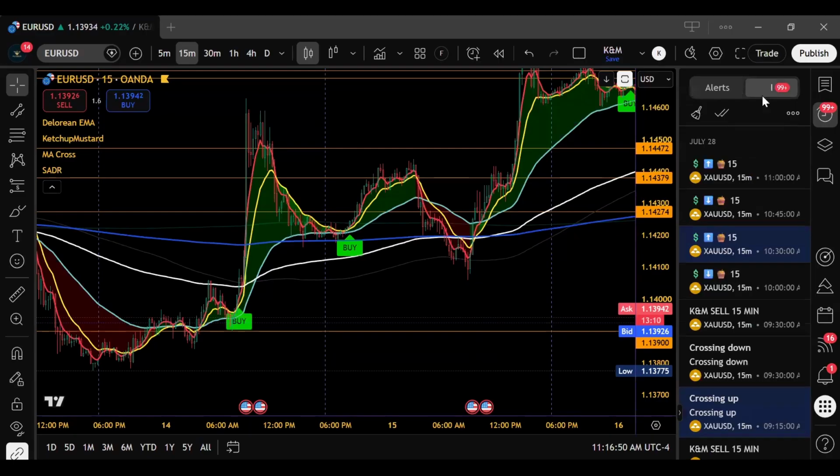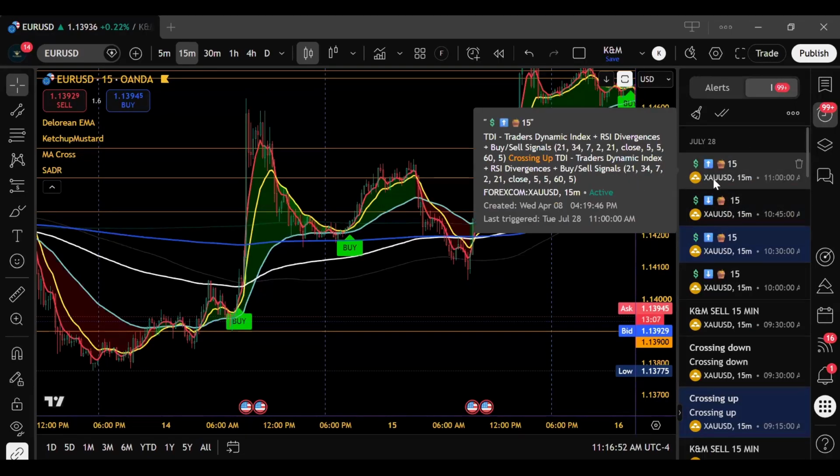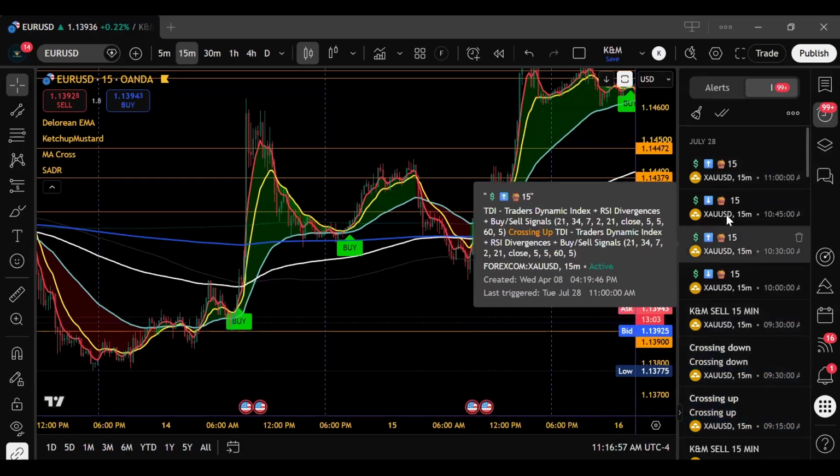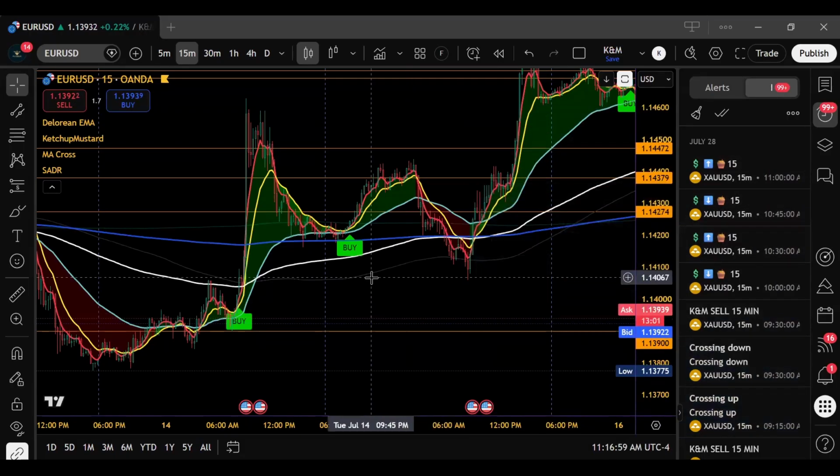And then this is my log of all my alerts that have went off. So every time this goes off, I get the alert, I look at my phone, decide what I want to do. I don't like to look at the charts all day, every day, so I do use my alerts.